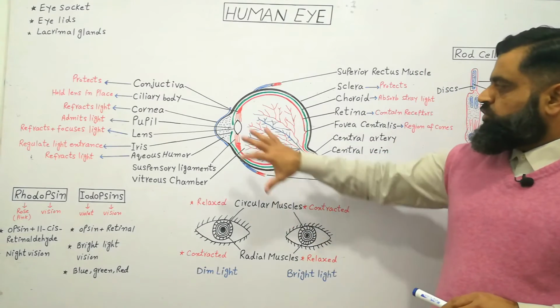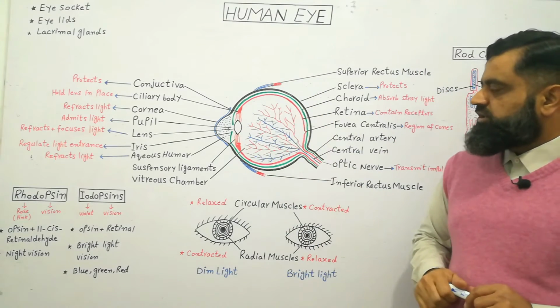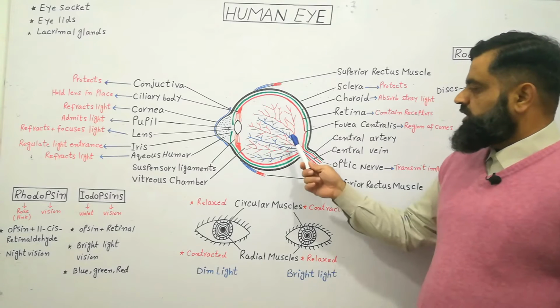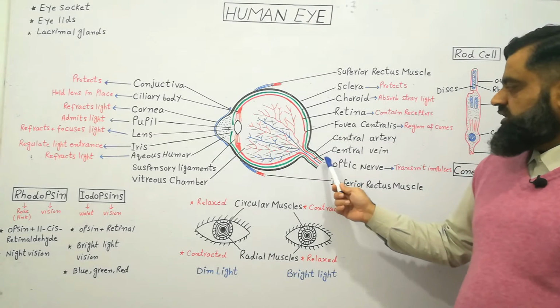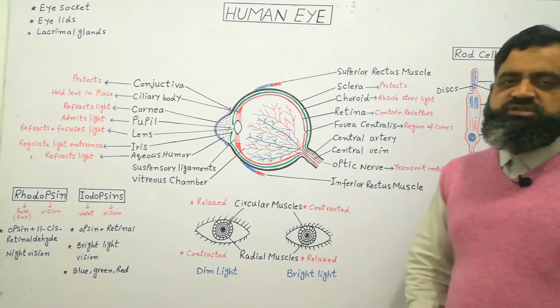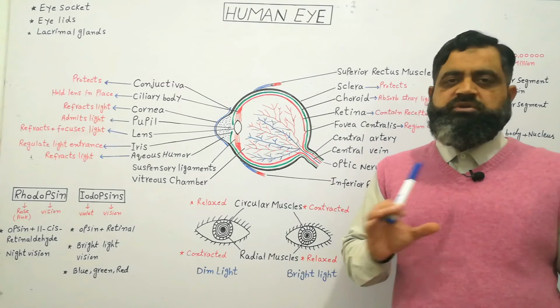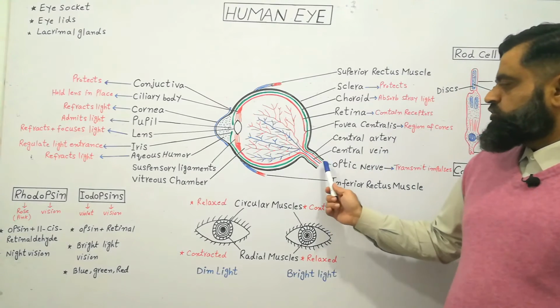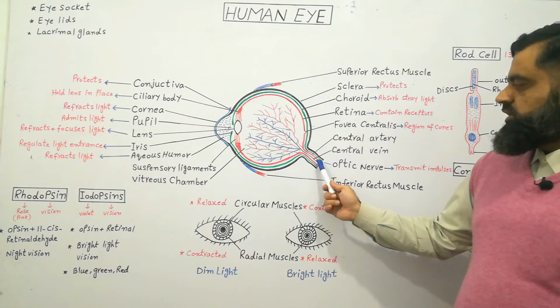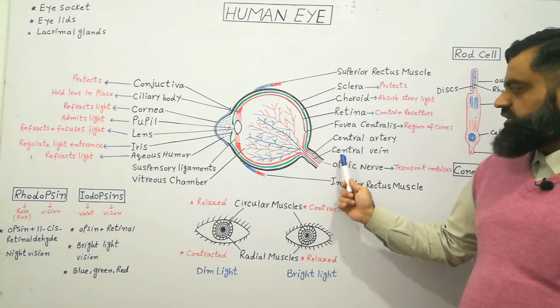So this is the overall anatomy of the eyeball. On the back of the eye there is a nerve which is known as the optic nerve, which is going towards our brain in the cerebral cortex region of the brain. This optic nerve also contains some blood vessels, the central artery and central vein.